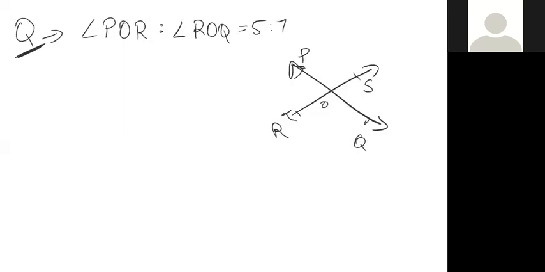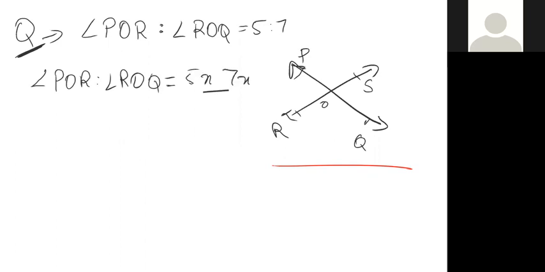All right, so let's do a question. In the question, they've given us this diagram, and they've also given us that angle POR to angle ROQ is 5:7. That's the ratio they've given us. So the first thing to do is write that angle POR is to angle ROQ as 5x is to 7x, because we don't know the actual value, so we can keep it as 5x and 7x. Let's identify where that is. POR will be this, so let's put this as 5x. And ROQ will be here, 7x.